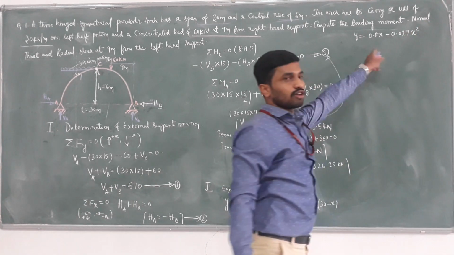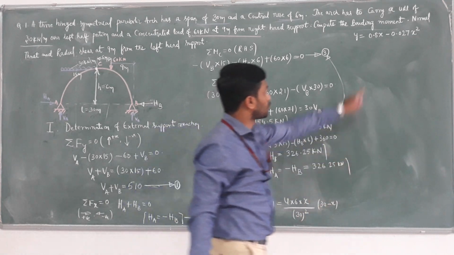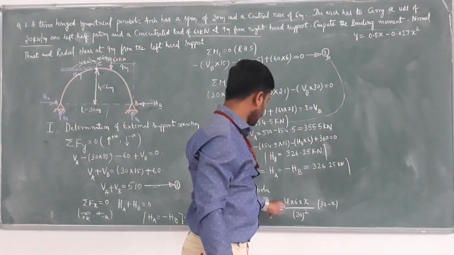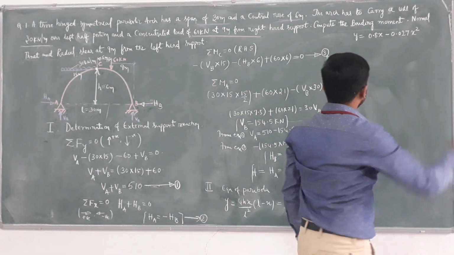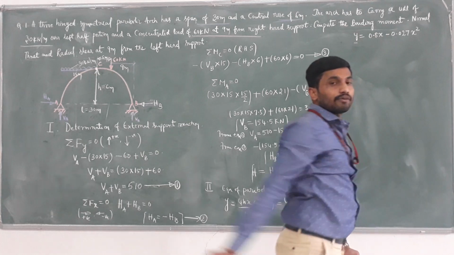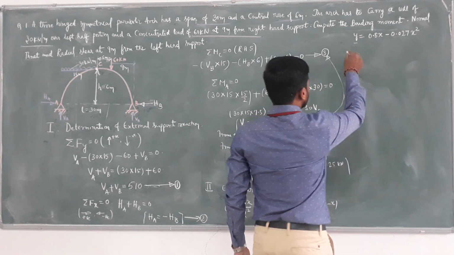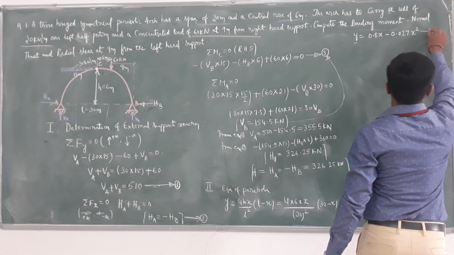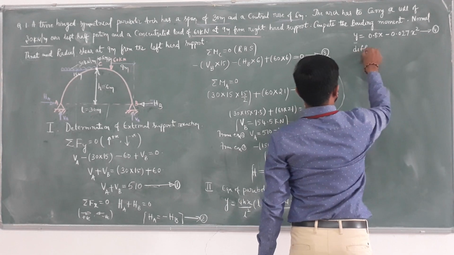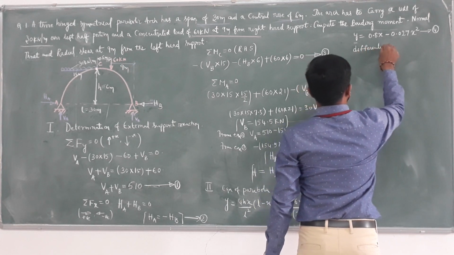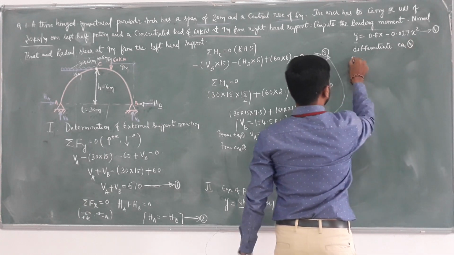See, this is the equation of parabola. 4 into 6 by 30 square into 30, we are getting 0.8x. Similarly, whatever we multiply with x into x square, we get the value. This is called the equation of parabola or rise equation. Now differentiate this equation, say this is equation number 4.